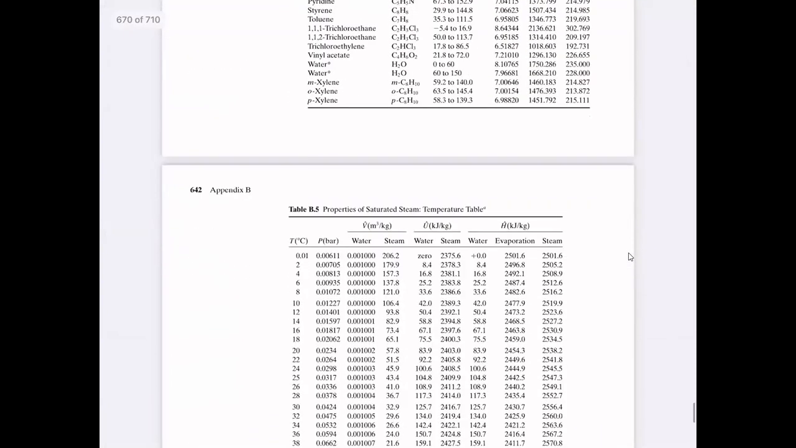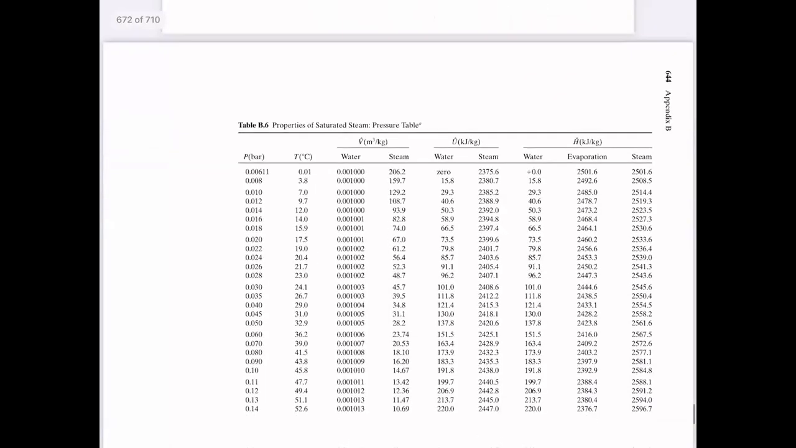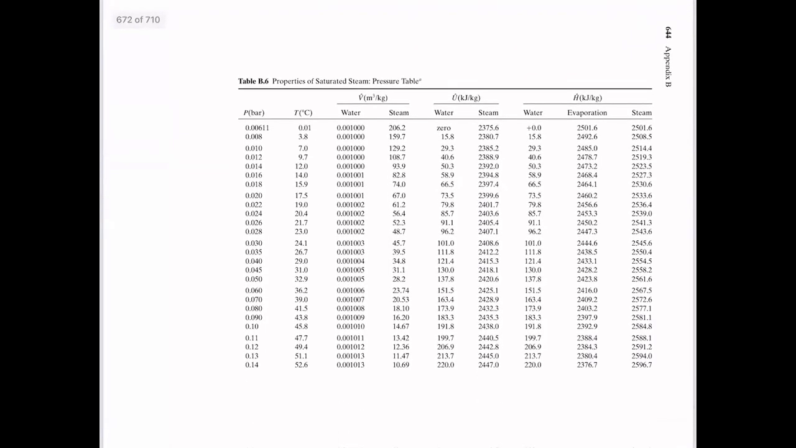Alright, there are basically three types of tables available. First one is a saturated steam table by temperature. The second table is saturated steam by pressure, and the third one will be the superheated steam table. So basically we'll be referring to the second table, the table that talks about saturated steam by pressure. So the idea is I'm now changing the pressure of the steam, so corresponding to that pressure for the saturated steam, what will be the temperature?